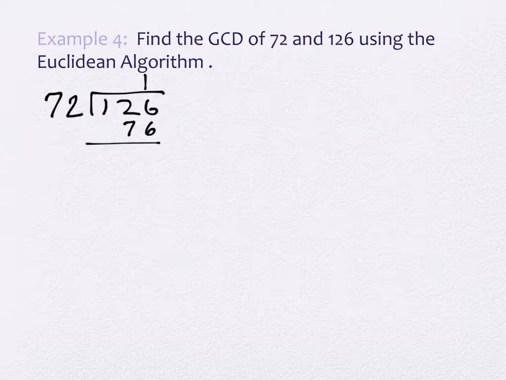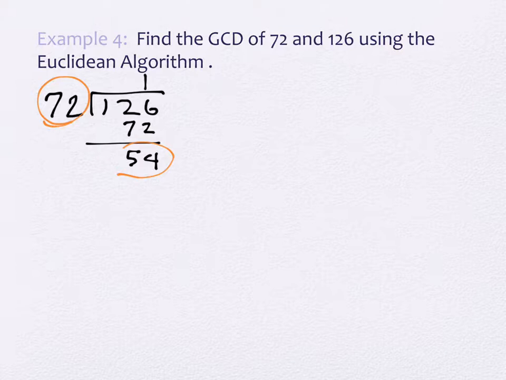What is 126 minus 76? Oh, wait, I'm sorry, 72. I was looking at my numbers wrong. 72. 54. Okay, what you do at this point in the problem is you take the previous divisor and the remainder, and you do it again. Whichever one's bigger, which it should be the divisor, otherwise you didn't do the division right, goes underneath. And the remainder goes on the outside, and we divide.